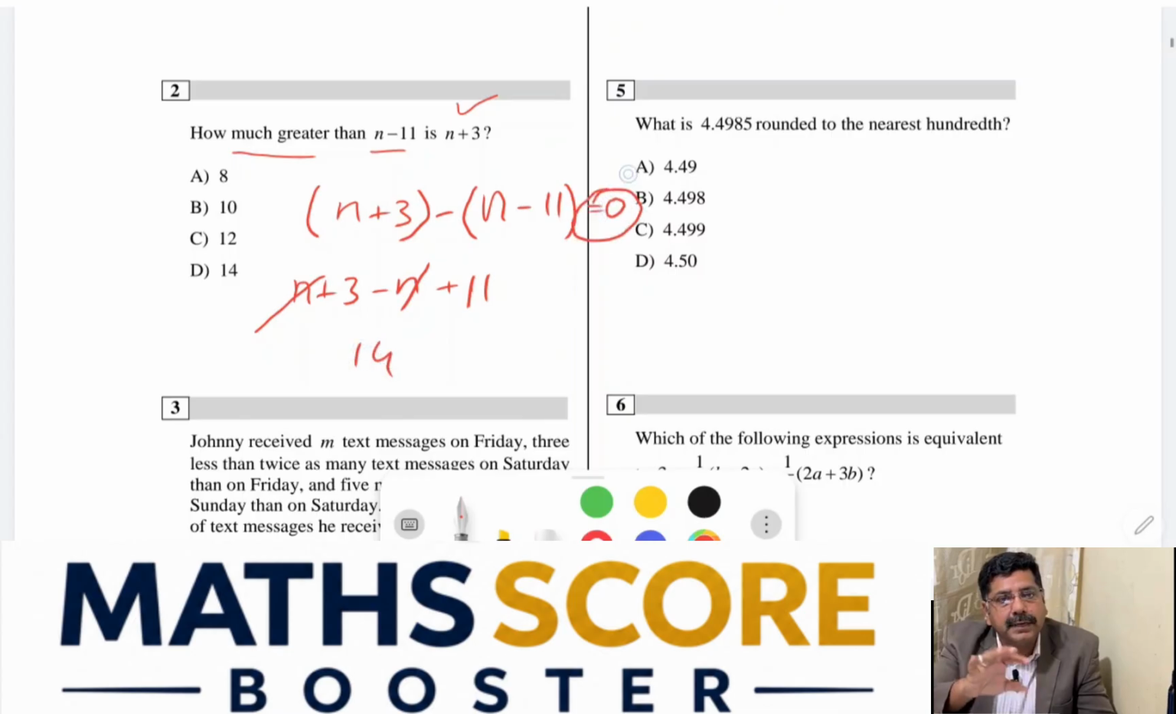We cannot make it equal to 0. It will be a wrong decision. So what is the number here? 14. So the answer will be this one.